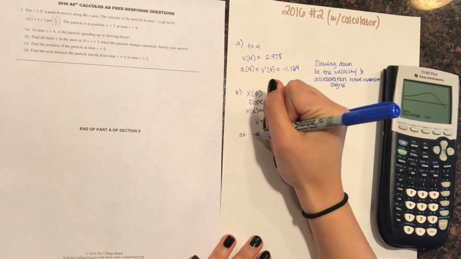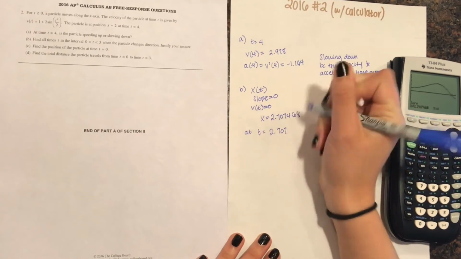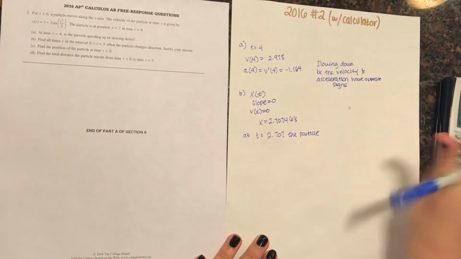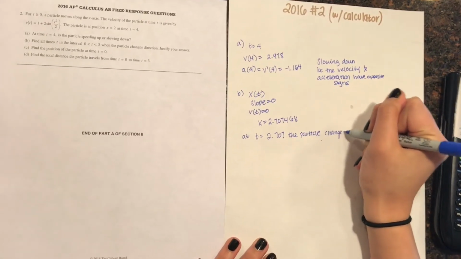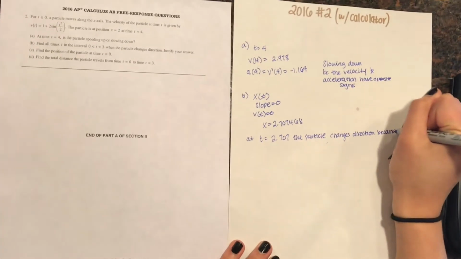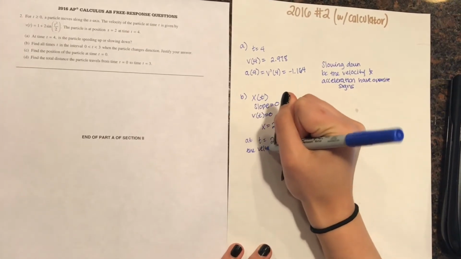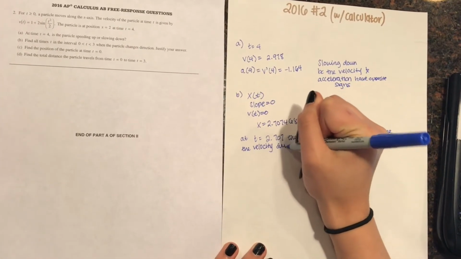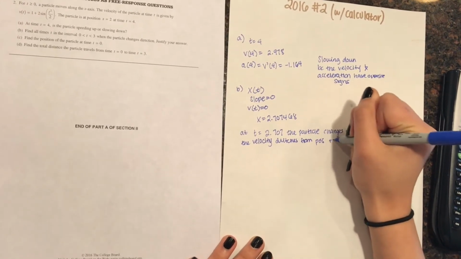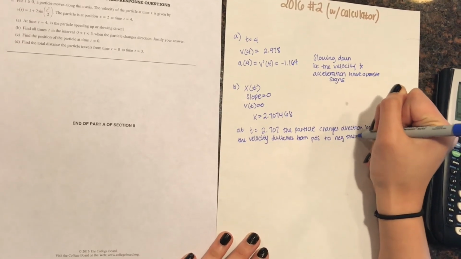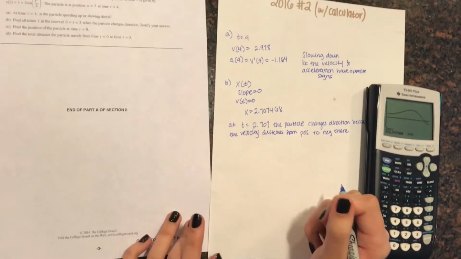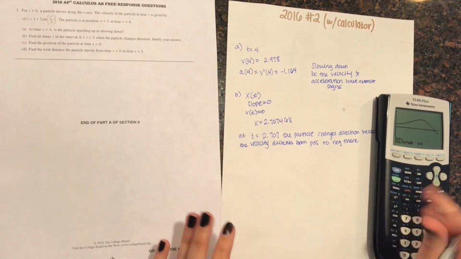So at t equals 2.707, the particle changes direction because the velocity switches from positive to negative there. It only switches direction if it's 0 and changes signs, but you still have to check all the times it's 0, even if it doesn't change signs.